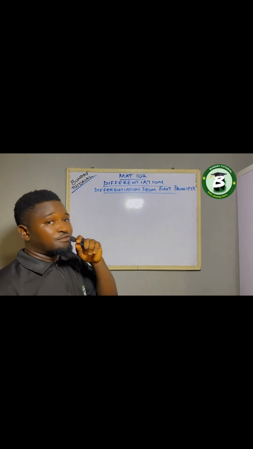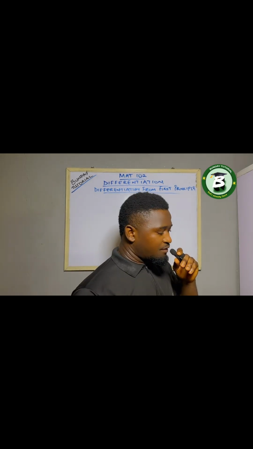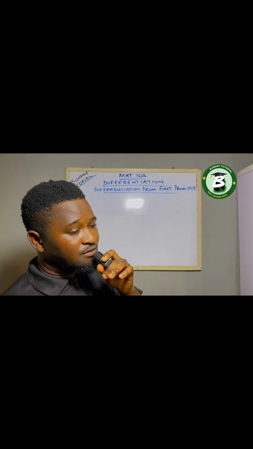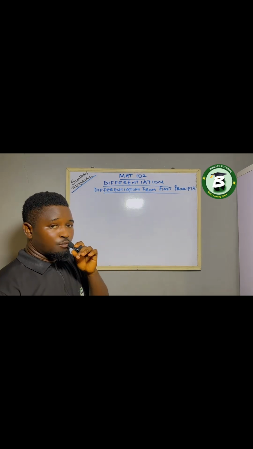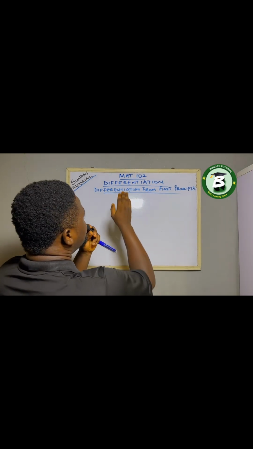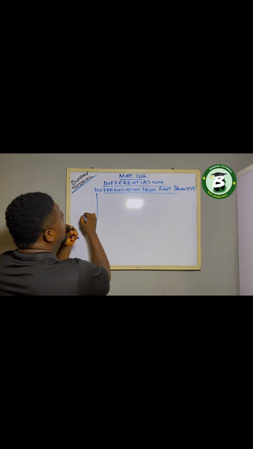Here we'll start with differentiation. Now, you know that normally differentiation is the process of finding the derivative of a function. What's the meaning of derivative of a function? Derivative of a function simply means what? The slope or the gradient of a function. Now, the idea of differentiation is gotten from the slope of a graph.